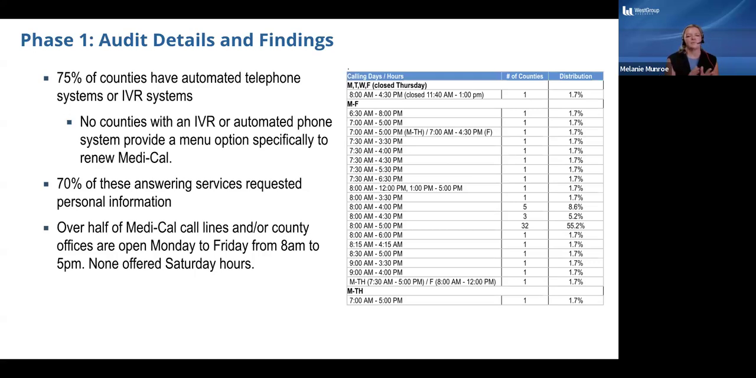Generally, offices were open Monday through Friday, 8 to 5, but you can see here that was not always the case. And when they were open earlier or later, we also incorporated those times in our calls. None of the offices were open on Saturdays, so we did not make any weekend calls. Next slide.